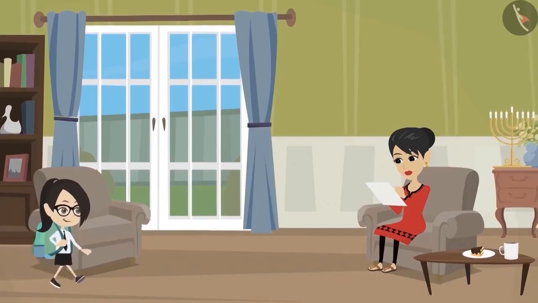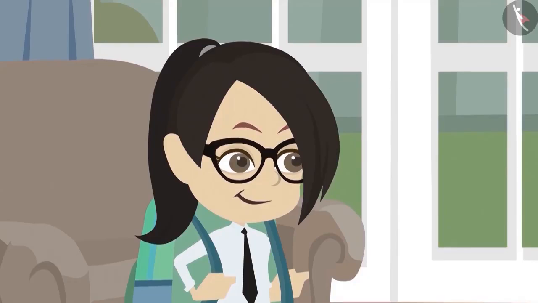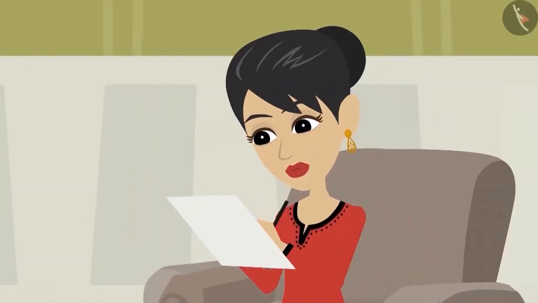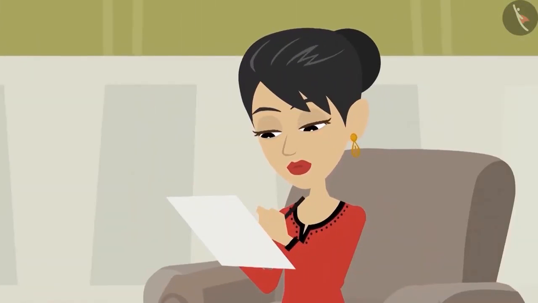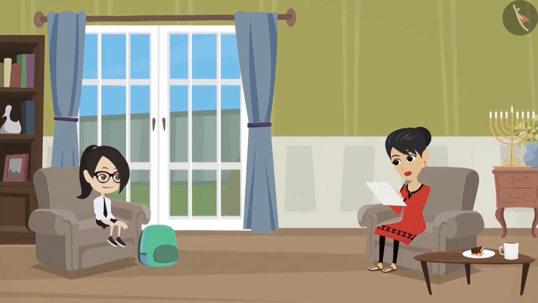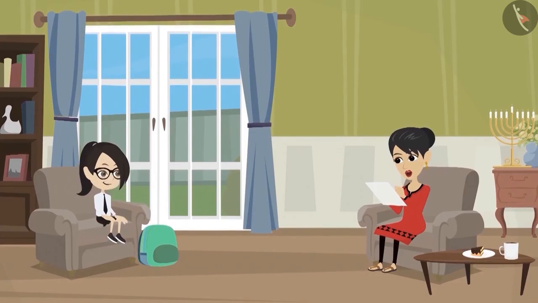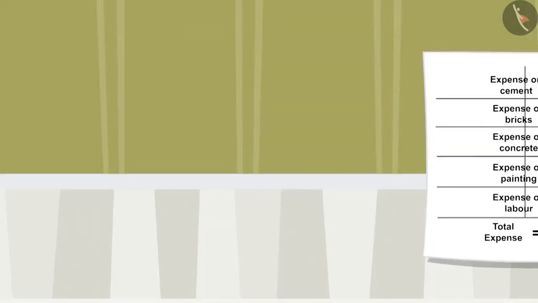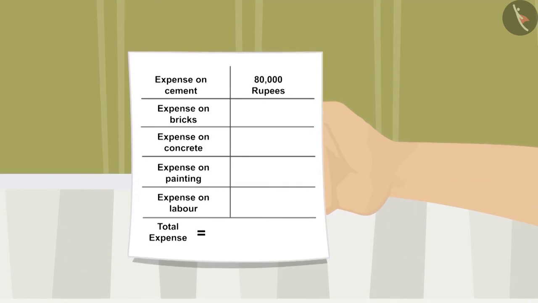Vandana comes home from school. She sees that Mom is calculating something on paper. Mother, what are you doing? Your father and I have decided to build rooms on the top floor of our house, Vandana. Therefore, I am calculating how much the total cost to build that floor will be.